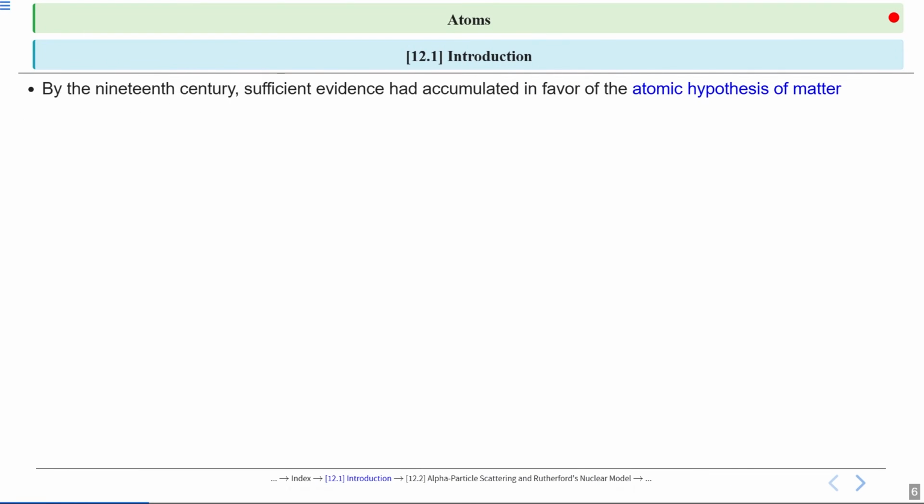Okay, so let's start by looking at how by the 19th century scientists had gathered enough evidence to support the atomic hypothesis of matter. This means that matter is made up of tiny indivisible particles called atoms. Focus on that this idea was not always accepted, but over time experiments and observation convinced scientists that atoms are the fundamental building blocks of everything around us.